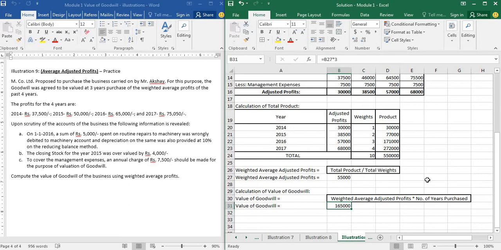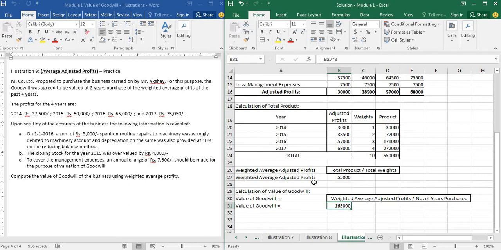Sorry about that, guys. So the value of goodwill is 1,65,000. I hope you guys have understood this. With this small illustration, we come to the end of simple average and weighted average adjusted profits based problems.